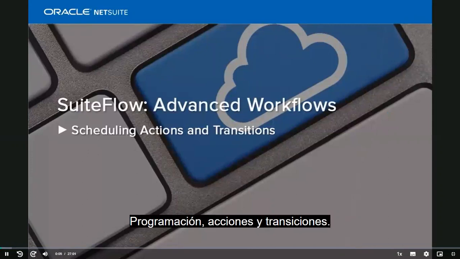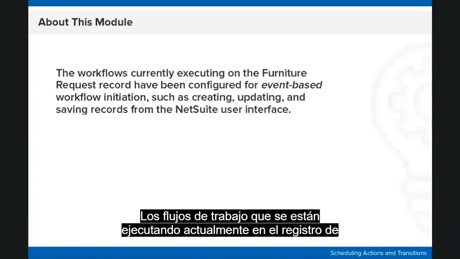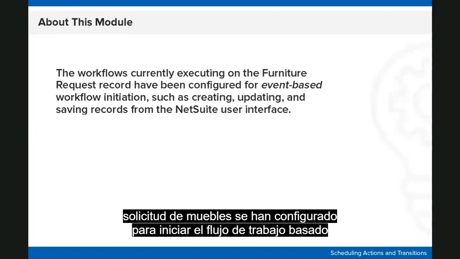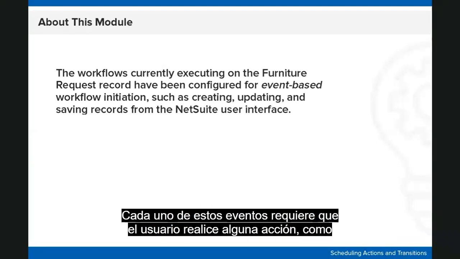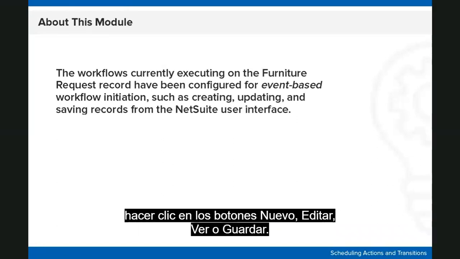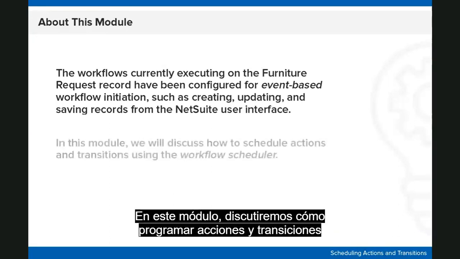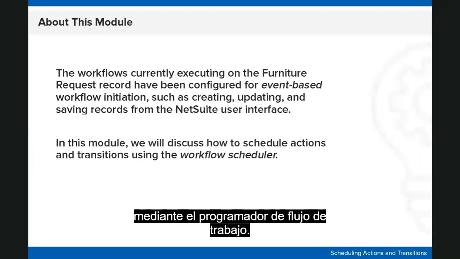Scheduling actions and transitions. The workflows currently executing on the furniture request record have been configured for event-based workflow initiation, such as creating, updating, and saving records from the NetSuite user interface. Each of these events requires the user to perform some action, such as clicking the New, Edit, View, or Save buttons. In this module, we will discuss how to schedule actions and transitions using the Workflow Scheduler.